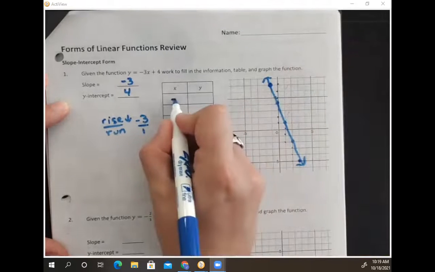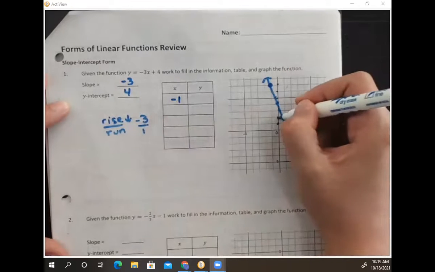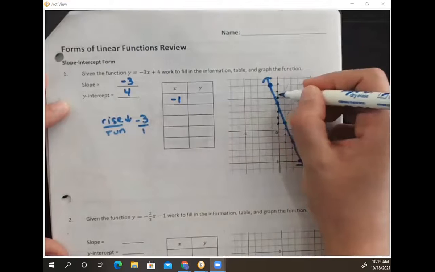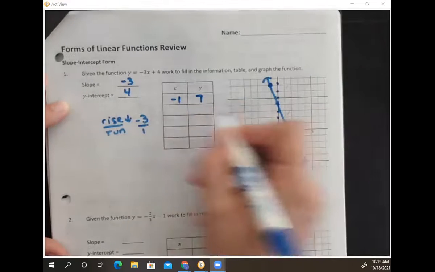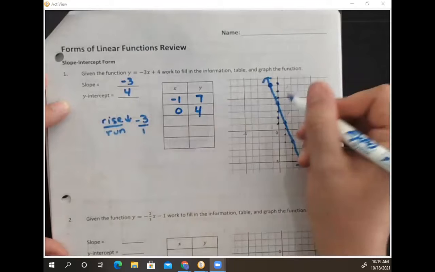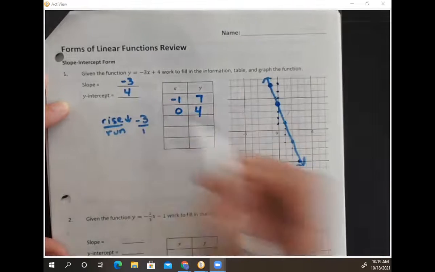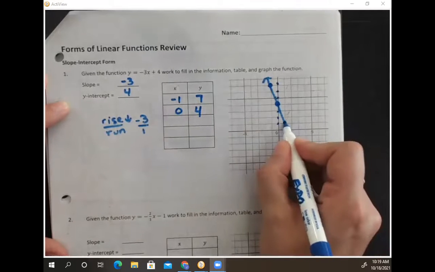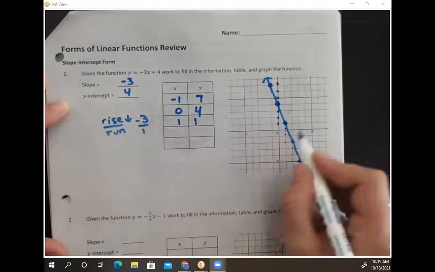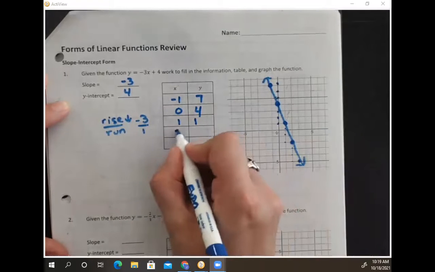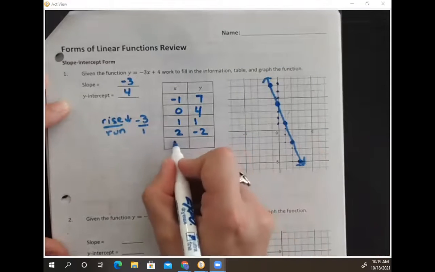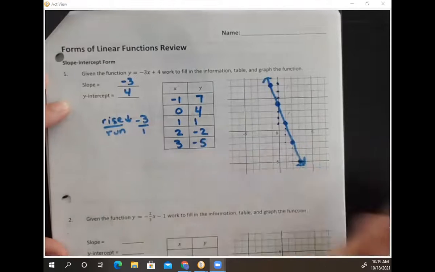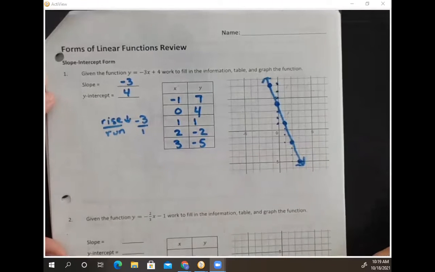So here I've got the point negative 1, comma 7. I know the point 0, comma 4 is on my graph because that was my y-intercept. I get the point 1, comma 1. I have the point 2, comma negative 2. And I have the point 3, comma negative 5. So that's graphing from slope-intercept form.